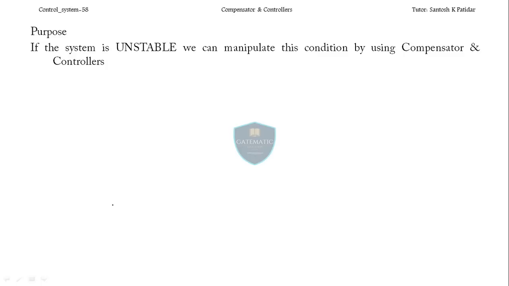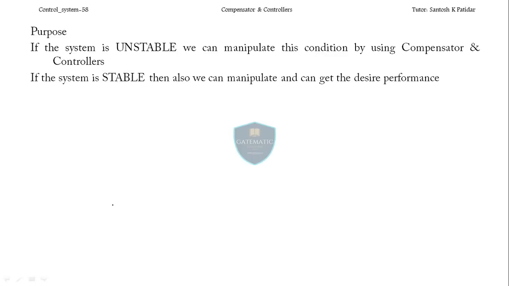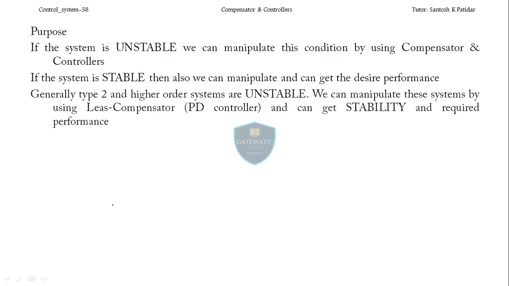Now separately we will discuss the compensator and controller, but before that, let's come to the purpose. The first point is, if the system is unstable, we can manipulate this condition by using compensators and controllers. Later we'll see how. Second point is, if the system is stable, then also we can manipulate it and get the desired performance. Whether it's unstable or stable, we can manipulate. The third point is, generally type 2 and higher order systems are unstable systems, so we can manipulate these systems by using a lead compensator and get stability and the required performance.